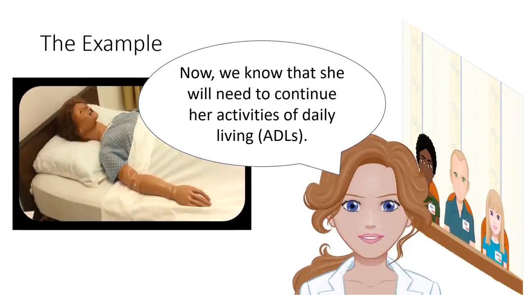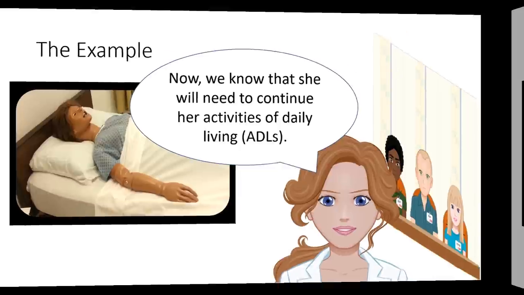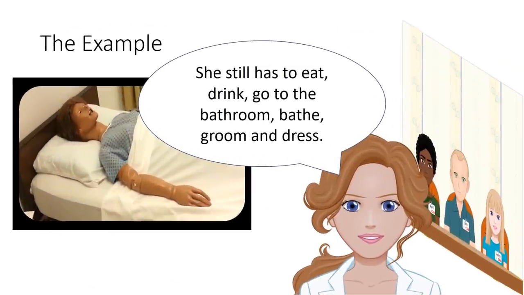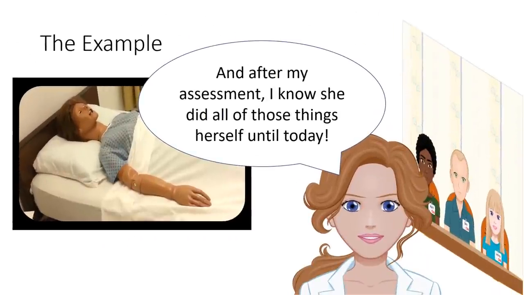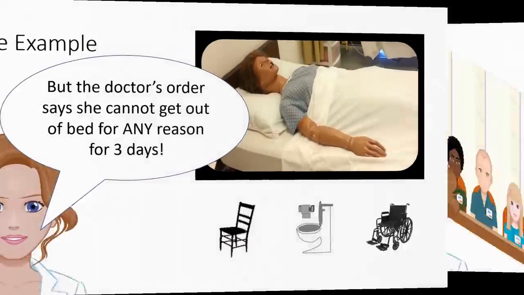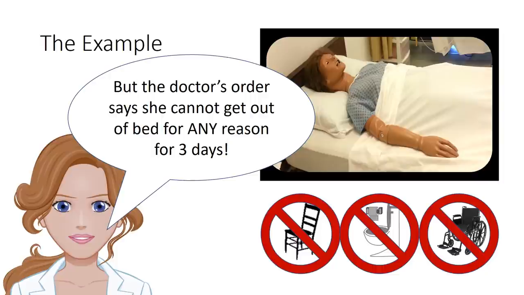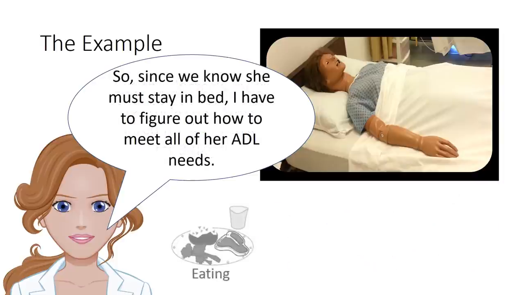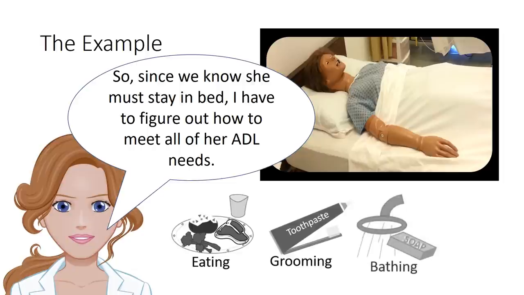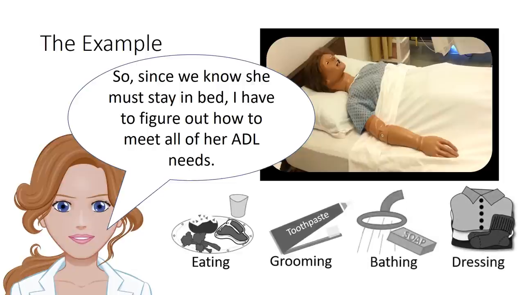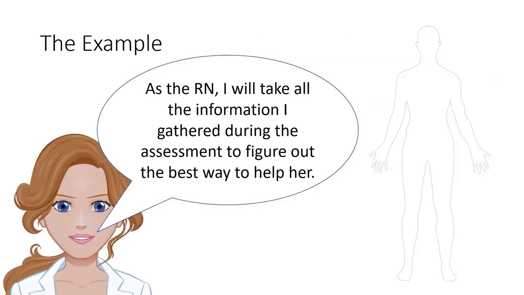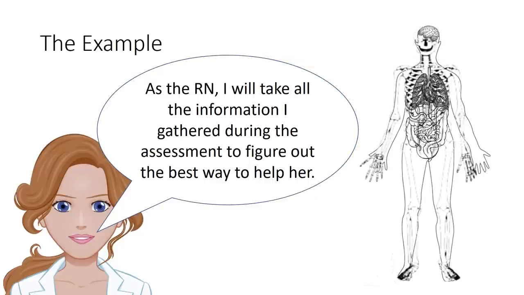Now, we know that she will need to continue her activities of daily living, or ADLs. She still has to eat, drink, go to the bathroom, bathe, groom, and dress. And after my assessment, I know she did all of those things herself until today. But the doctor's order says she cannot get out of bed for any reason for 3 days. So, since we know she must stay in bed, I have to figure out how to meet all of her ADL needs. As the RN, I will take all the information I gather during the assessment to figure out the best way to help her.